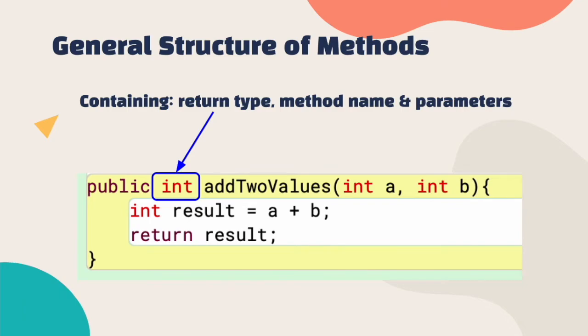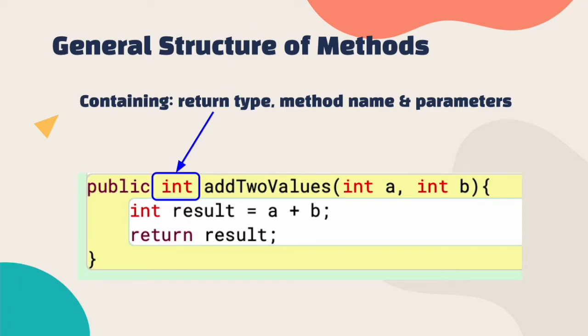Return type is the first one, public int. So return type means the return data type. Whatever data type, you can put a double, a string, a float, or integer like this. Whatever return type that you write here, for example int, the result in the return statement must be in the same data type. So that is return type.